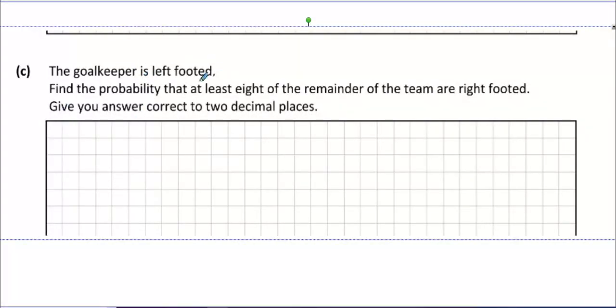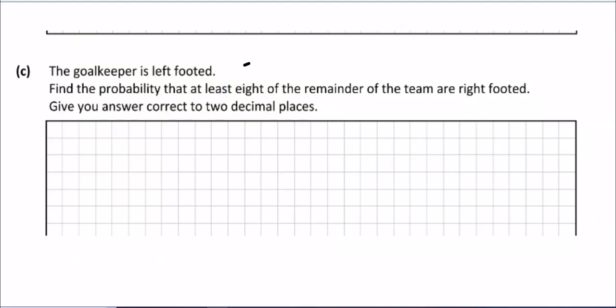The goalkeeper is left footed. Find the probability that at least 8 of the remainder of the team are right footed. Give your answer correct to two decimal places. Okay. Find the probability at least 8 of the remaining team are right footed. So you want 8, 9, or 10 right footers.